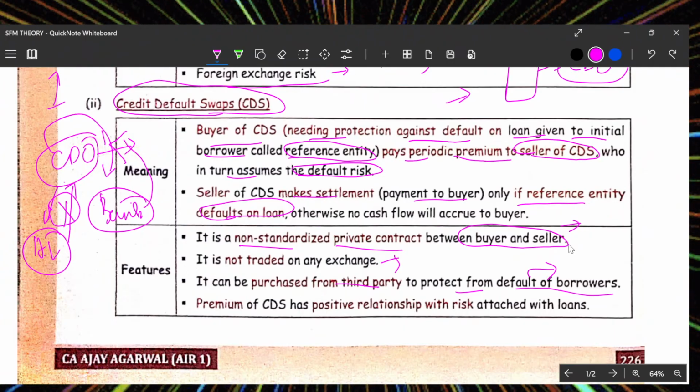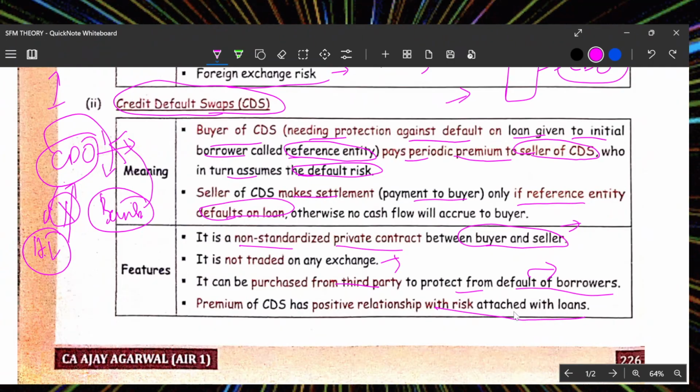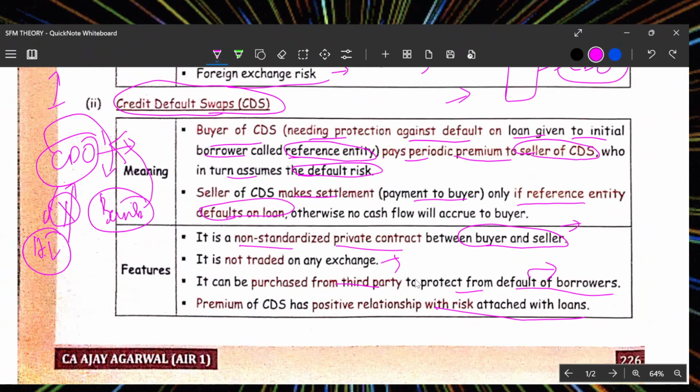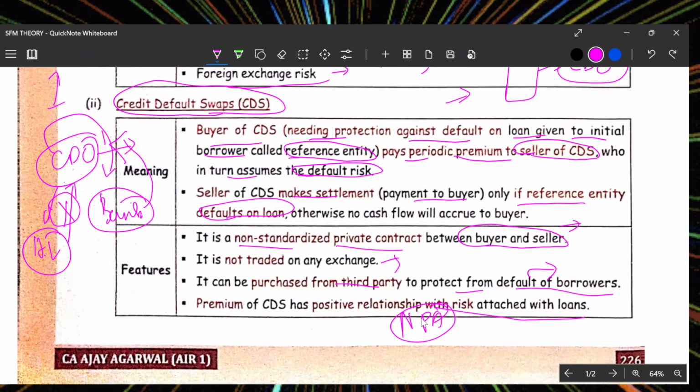The premium of a CDS has a positive relationship with the risk attached to the loan. So if they give a CDO, the bank will make sure the loan does not go NPA. They will take care of that. That's what the CDS and CDO are there for. Credit default risk.